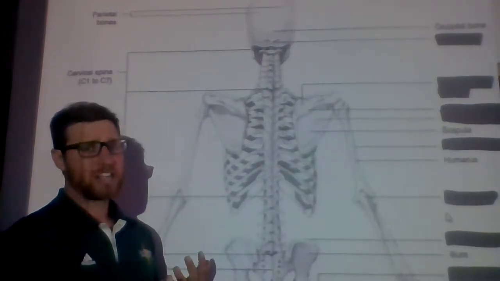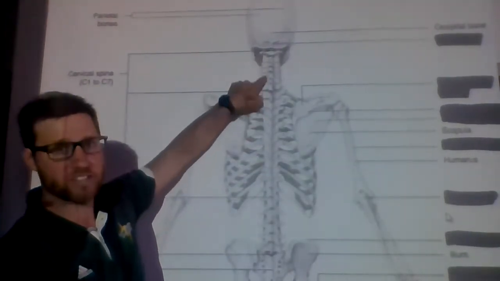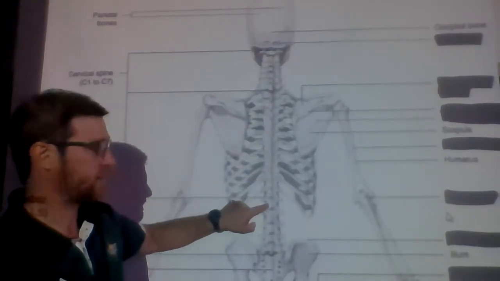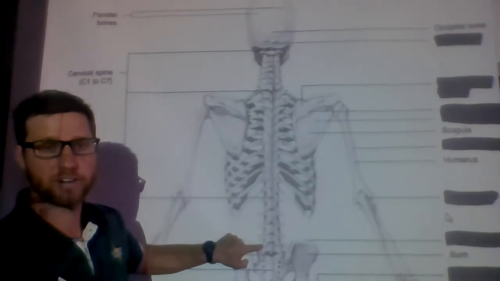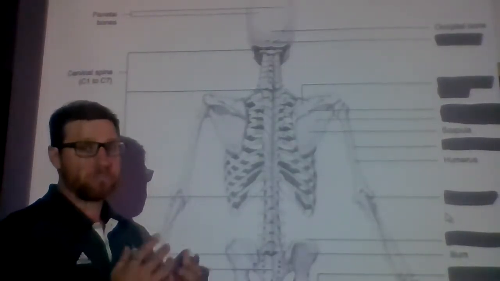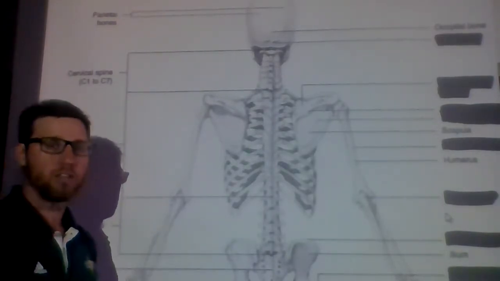Okay, so letter and number. We've got C1 to 7, T1 to 12, and L1 to L5. Keep that in mind anytime you're labeling: letter and number.